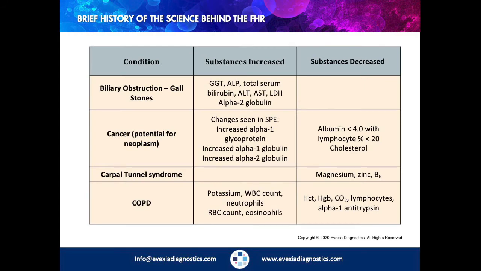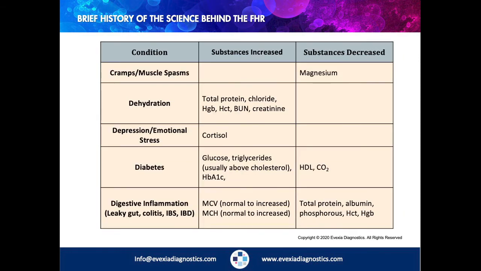This slide, COPD, we'll go right to the bottom here. Potassium, the white blood cell count, neutrophils, red blood cell count, and eosinophils were increased. And on the other end of the spectrum, the hematocrit, hemoglobin, CO2 or bicarbonate, the lymphocytes, and a substance called alpha-1 antitrypsin were decreased. Here we can look at diabetes. Glucose and triglycerides were elevated. Hemoglobin A1C was elevated, should be no surprise. LDL was decreased and CO2 decreased.